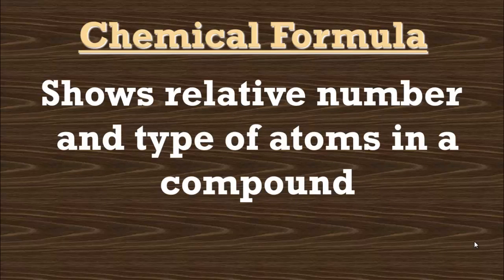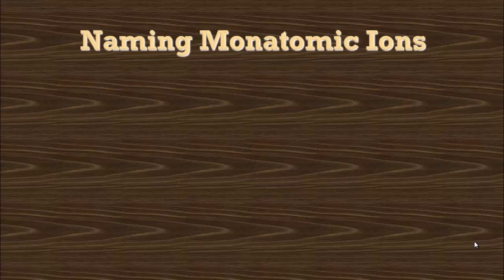When I've talked about a chemical formula, it will show you the relative number and types of atoms in a compound. So it's going to give you those symbols and how many you have of them. So everything that you've seen or that I've put on the papers in Chapter 6, those are chemical formulas. Let's look at naming them.